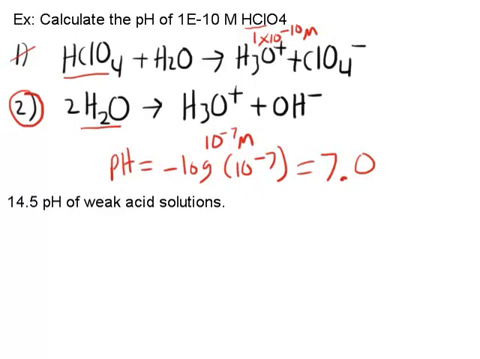Our next section is about the pH of weak acid solutions. These are trickier because they don't separate all the way. Each weak acid separates a different amount. So we will always have to do equilibrium on it with the ice table to find out how much it separates, and then once we know how much H3O plus forms, then we can find the pH.